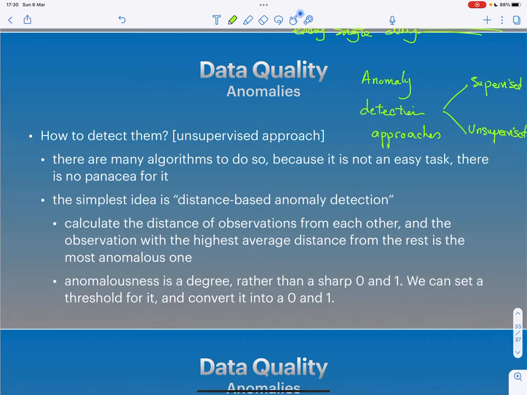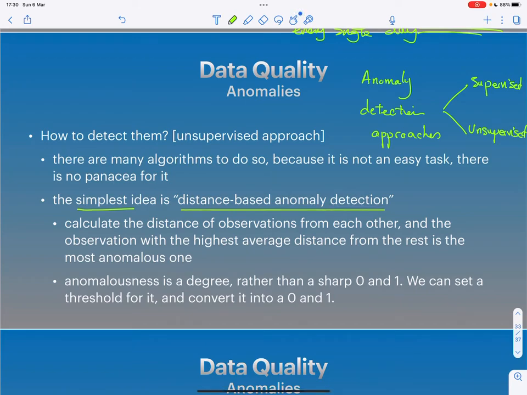There are many algorithms to detect anomalies in an unsupervised way, and why are there many? Because none of them are totally satisfactory. There's no panacea here. There's no solution for all situations. And this is why scientists and algorithm designers come up with new ideas. We learn only one of them, the simplest one, which is called distance-based anomaly detection.